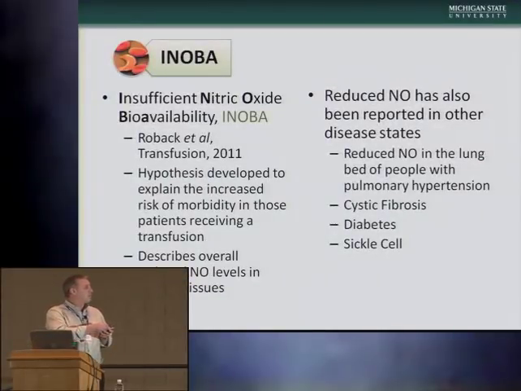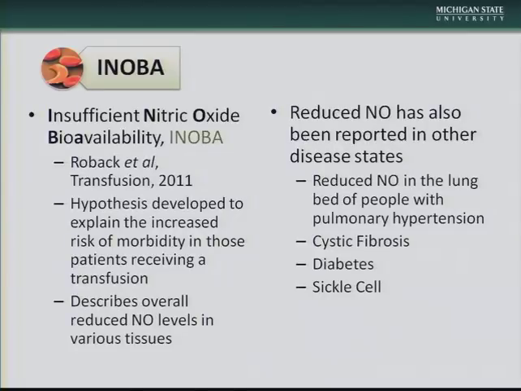And so this hypothesis was actually developed to help explain why patients who receive a transfusion have increased risk of morbidity as opposed to those people who don't receive transfusions under times of maybe surgery or some sort of trauma. And again, this particular theory, as the authors described it, was trying to be a little bit more universal or central in that they're trying to describe the overall reduced nitric oxide levels in various tissues. And so I found it very interesting because it's something that my group's actually been working on for a few years, trying to describe what the overall sources of nitric oxide are, especially in the bloodstream.